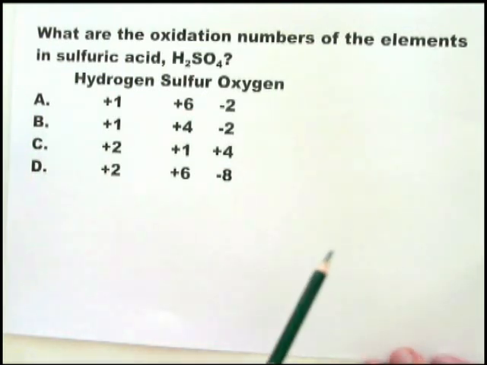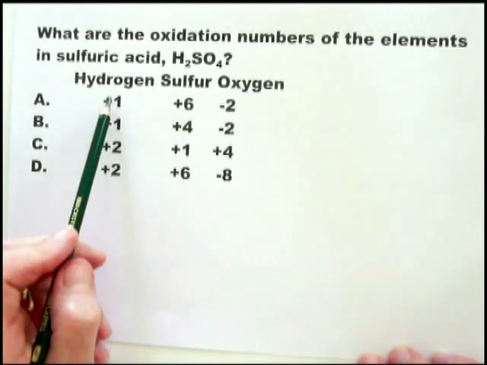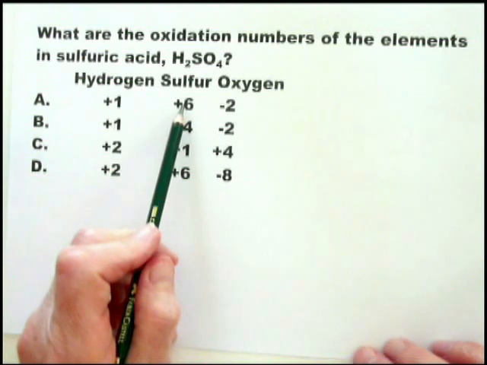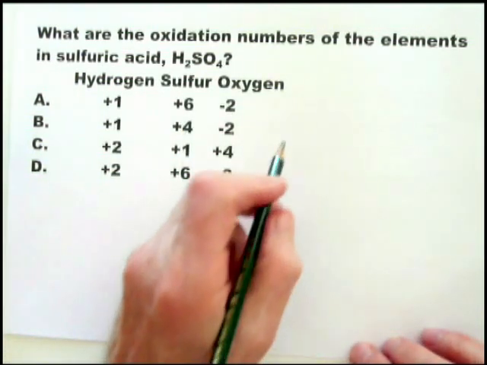This is very similar to the previous one. Oxygen minus 2, that's fine. Hydrogen plus 1 and plus 1, that's fine. So it's a matter of deciding is it sulfur plus 6 or plus 4. I think you do have to do the calculation here.